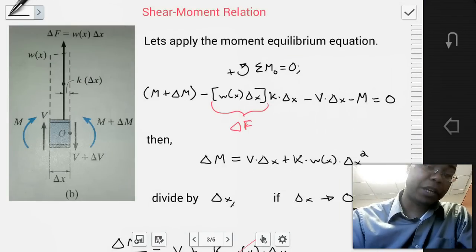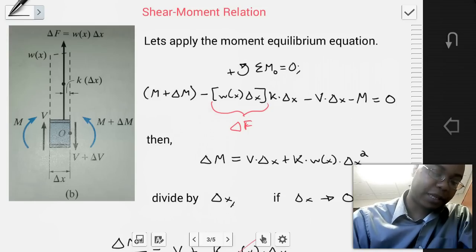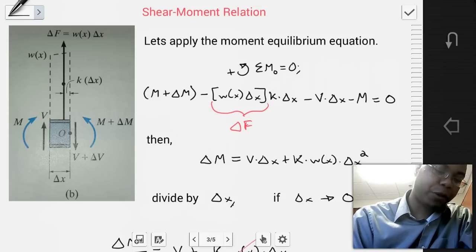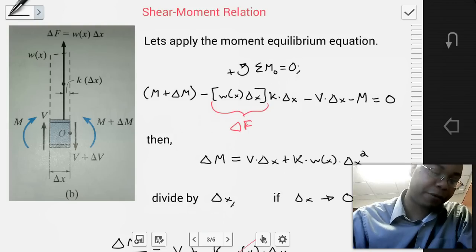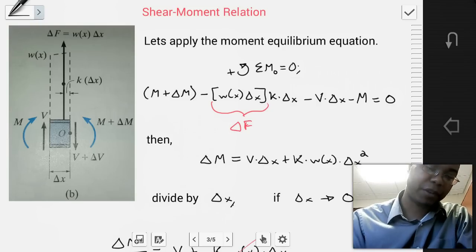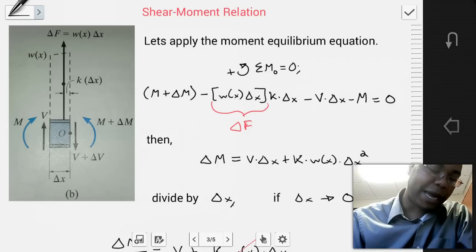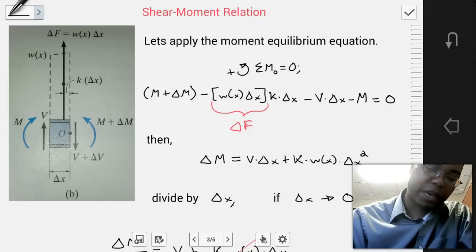Now let's look at the relationship between the shear diagram and the moment. So again, let's take this same diagram where we have a differential distance x. We have some distributed load that we can describe as a singular resultant delta F, and we have the internal forces that develop on the left and right hand side of this section. Now let's apply the moment equilibrium equation, where we want the sum of the moments about point O to be equal to 0.